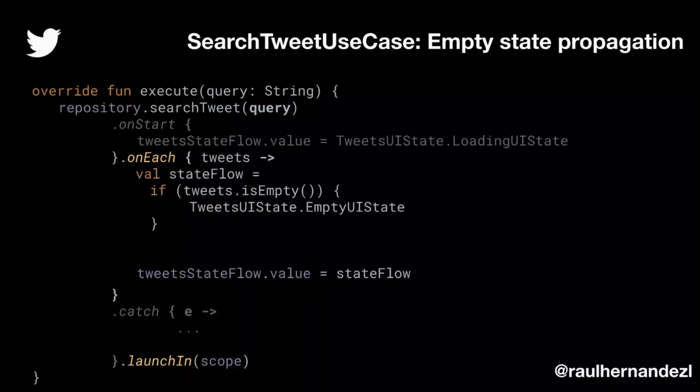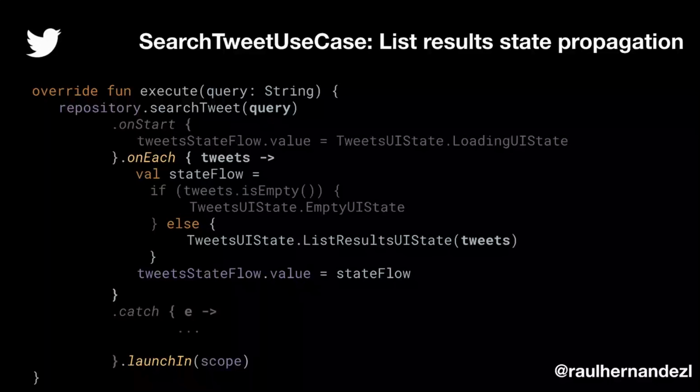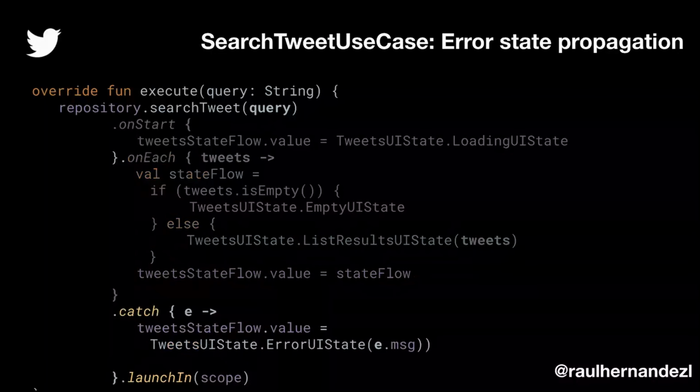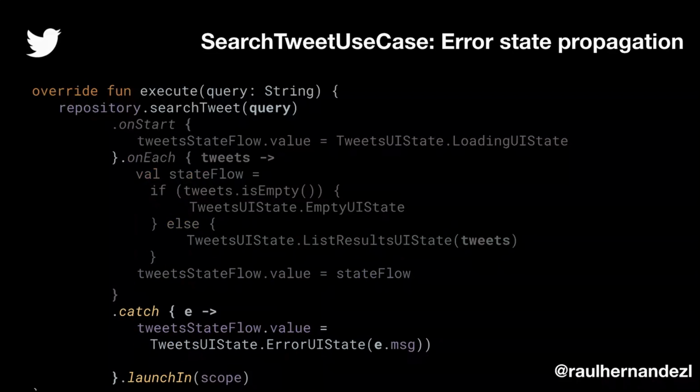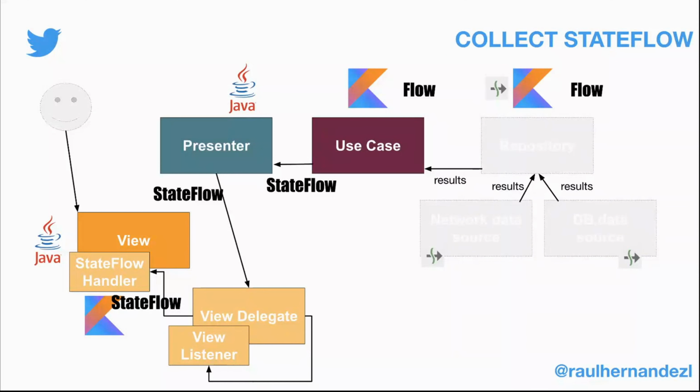And we'll expose this StateFlow with dot value, as simple as that. We don't need anything else to send this to the different stakeholders. And the catch will also catch the different problems by emitting this error UI state with a message that we want to send to the user. So basically, that's how we pass StateFlow to our stakeholders, and in this case, to the state flow handler that's gonna be the one collecting it.